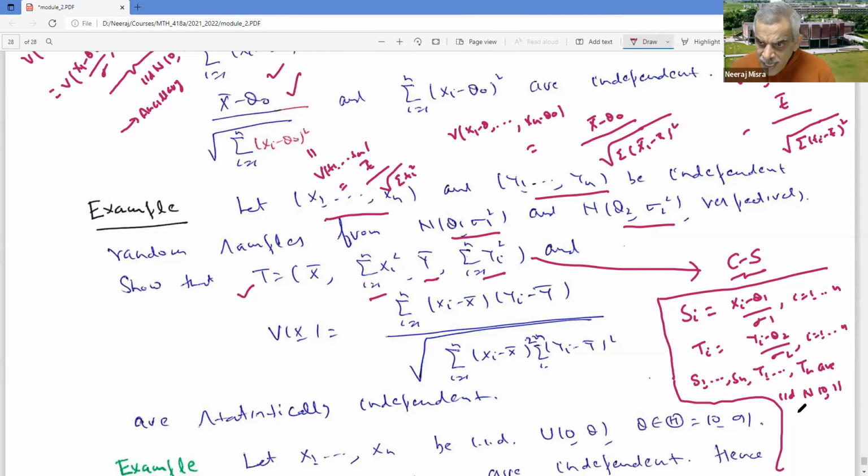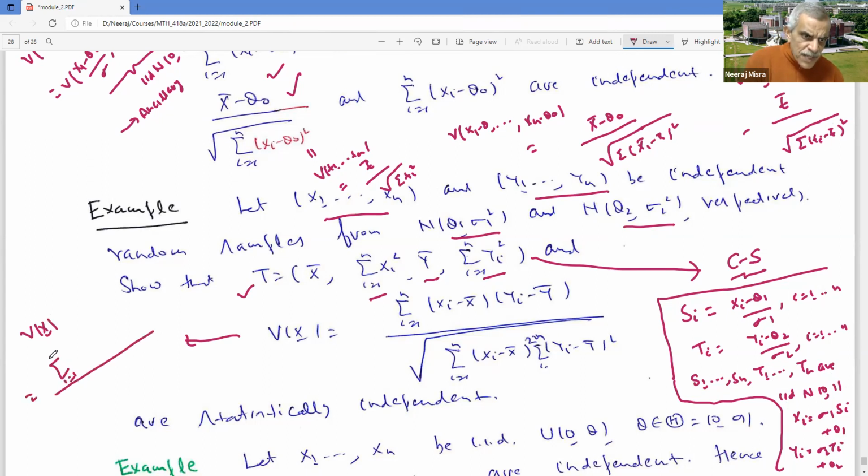So I write down these Xi's in terms of Si's. So Xi becomes sigma 1 Si plus theta 1. Similarly, Yi becomes sigma 2 Ti plus theta 2. Now I try to write down this Vx. What does Vx become? Summation i equal to 1 to n Xi minus X bar. Xi is sigma 1 Si plus theta 1. X bar would be sigma 1 S bar plus theta 1. So theta 1 would get cancelled and sigma 1 would be common. So it becomes sigma 1 times Si minus S bar.